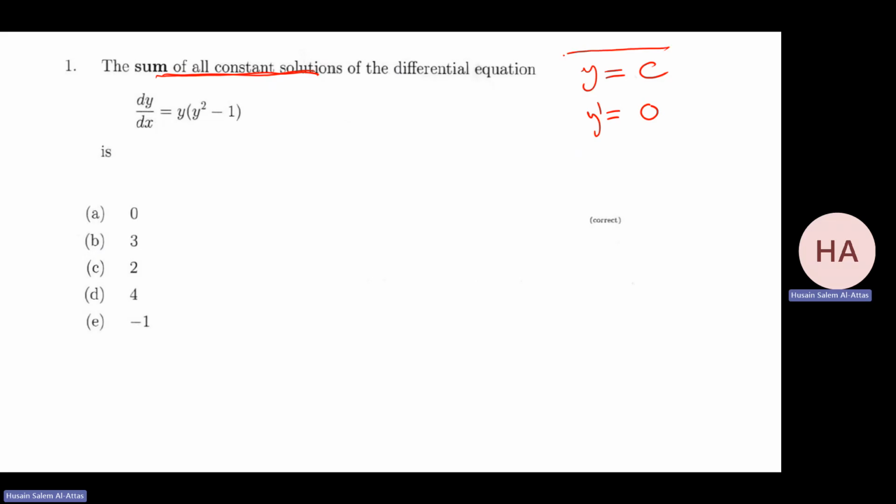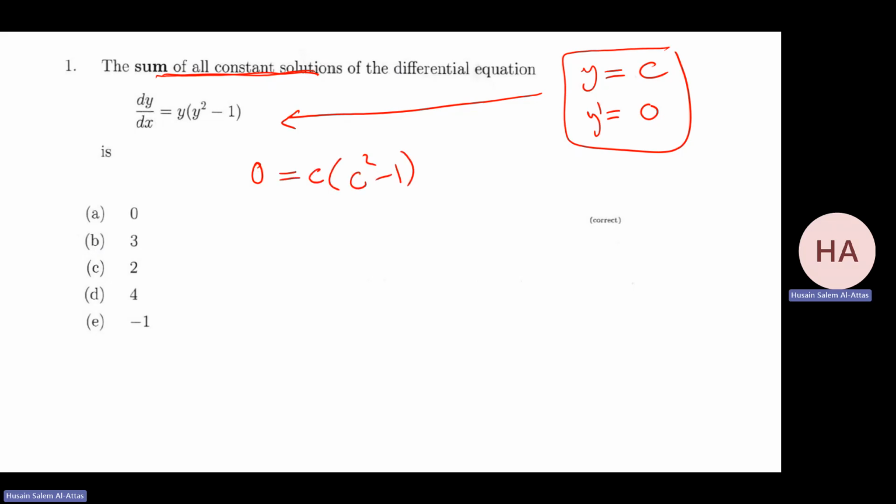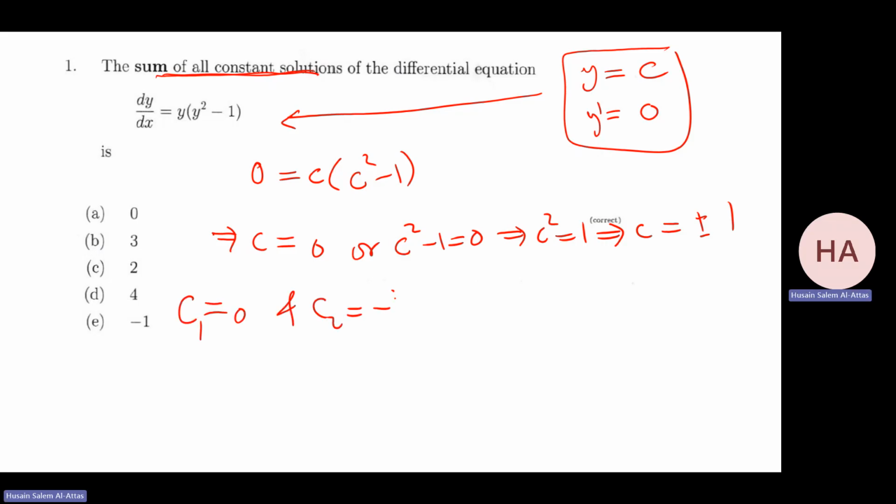So I will substitute this into this equation. Let us see what will happen. So I have 0 equals c times c squared minus 1. Okay, so c will be what? I have c equals 0 or c squared minus 1 equals 0, which implies c squared equals 1, which implies c equals plus or minus 1. So I have how many c's? 3 c's. c1 equals 0, c2 equals minus 1, and c3 equals 1. What they want? They want the sum. What will be the sum of that? 0 minus 1 plus 1, which is 0. So that will be the answer.